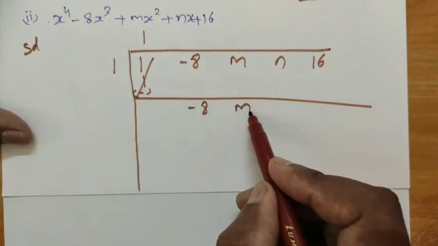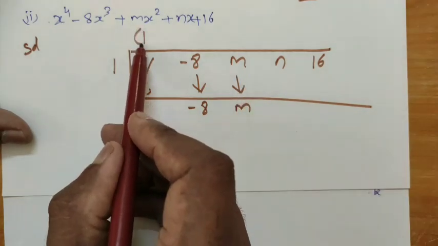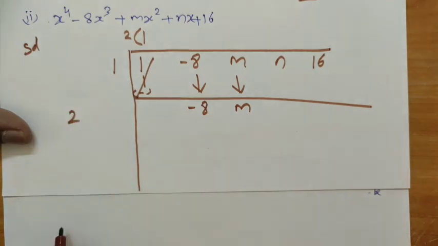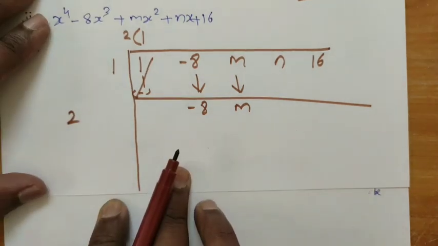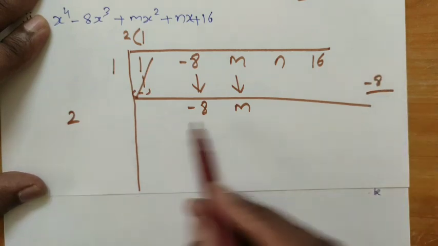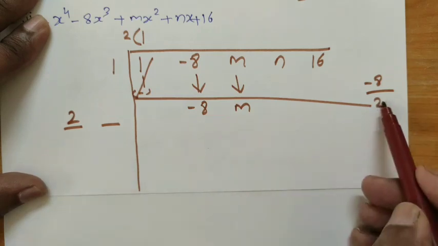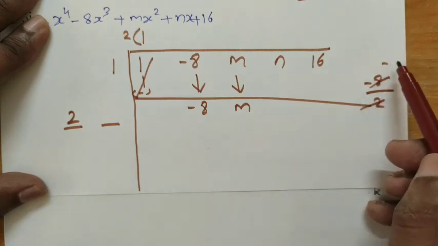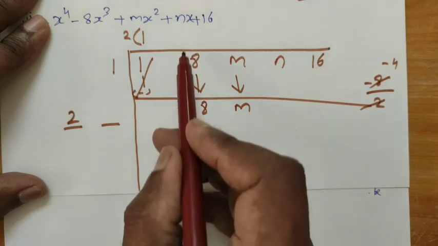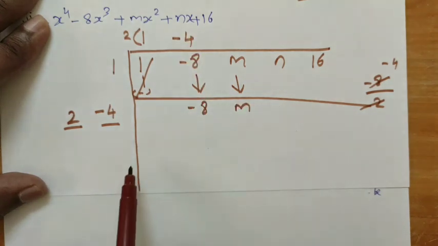The remaining minus 8 and m, I take it here, right? Whatever the number appears here, you multiply by 2. 2 into 1 is 2. And we want to find what is the next number here, right? So take minus 8, divide by the first term, 2. Because here we are going to write the two terms, right? So when you divide this, we get minus 4. So whenever you see the minus symbol, without any confusion, put the minus symbol. Minus 4, here also minus 4.